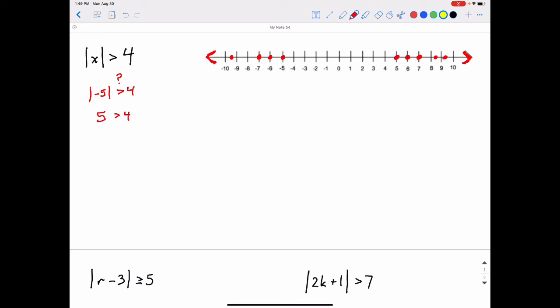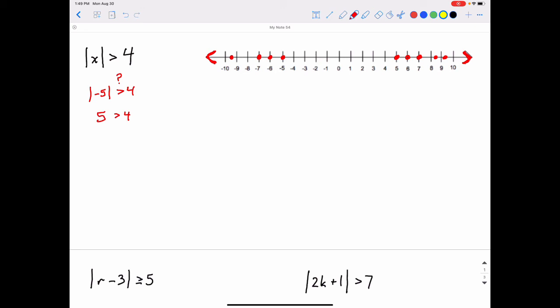But what doesn't have an absolute value greater than 4? Well, numbers like 3 do not, because the absolute value of 3 is 3, and that's not greater than 4. Or numbers like negative 2 do not, because the absolute value of negative 2 is just 2, and that's not greater than 4.